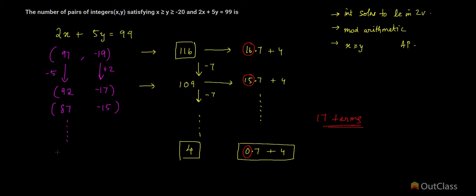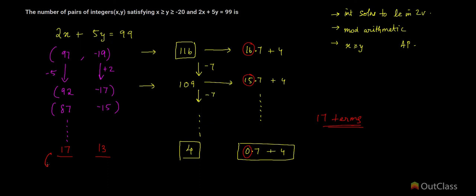Now if you're interested in the value of x and y at that point, you have to reduce 97 by 5 16 times. That is, reduce 97 by 80, you'll be left with 17. You have to increase minus 19 by 2 16 times, so that's minus 19 plus 32, which is going to be plus 13. Notice that this still has x greater than or equal to y.